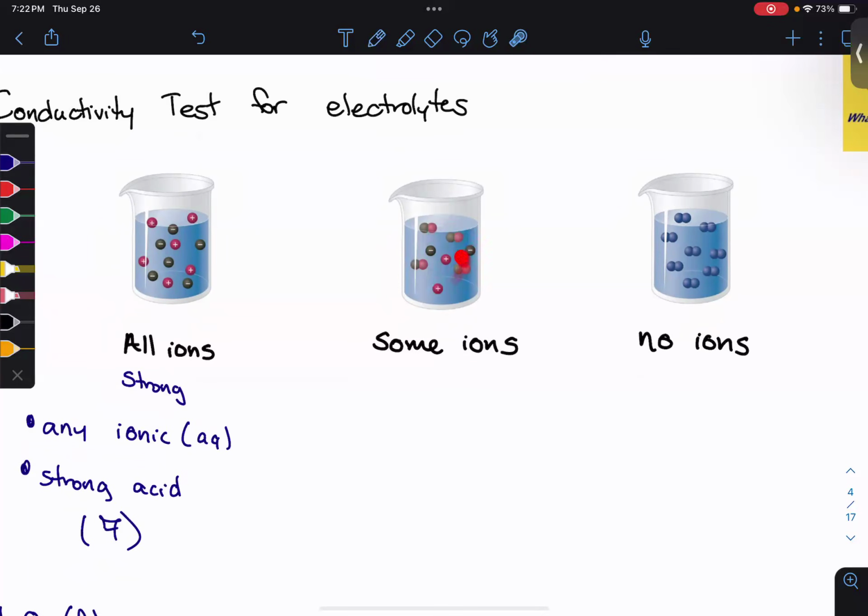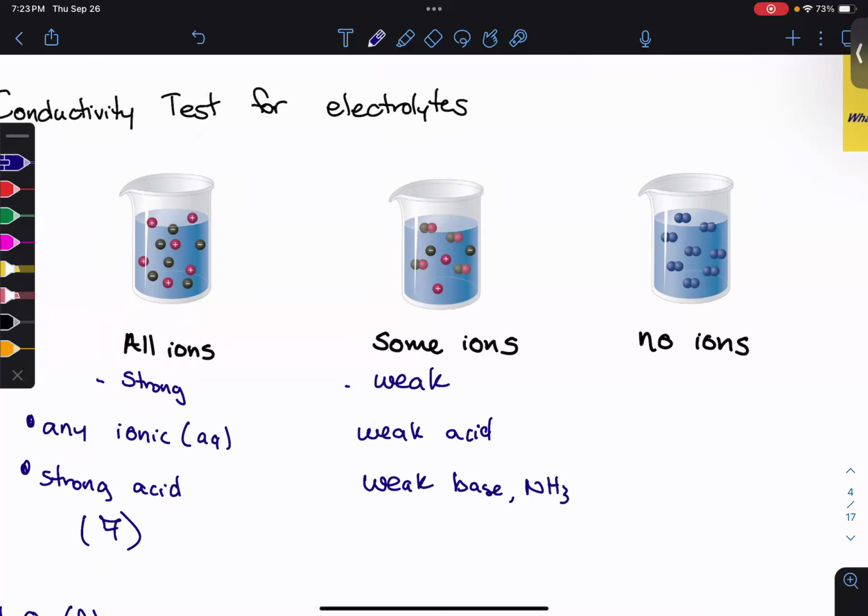If you have a solution and there are some ions, we call this a weak electrolyte. What you're going to look for are weak acids or weak bases, okay? There's one weak base you need to memorize. What is it? NH3. Do you have to memorize the weak acids? No, because the strategy is: if it's an acid and it's not one of the 7, it's a weak acid. There are only 7 strong acids. Every other acid on this planet is a weak acid, right?